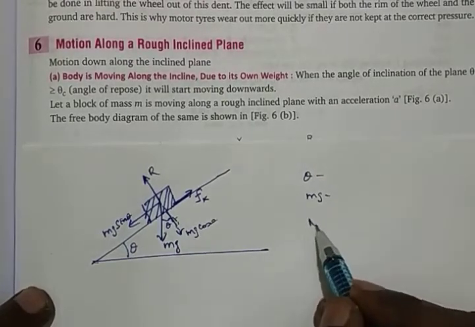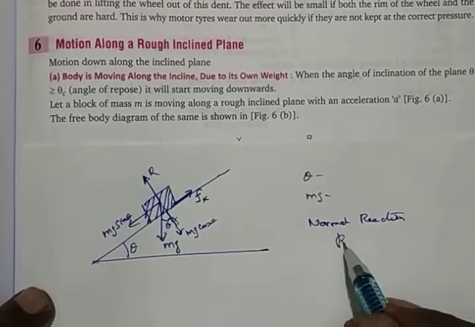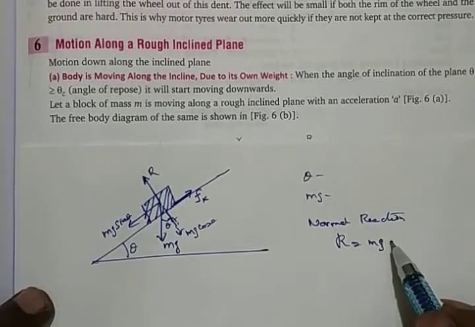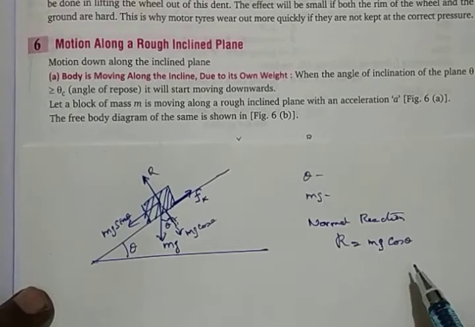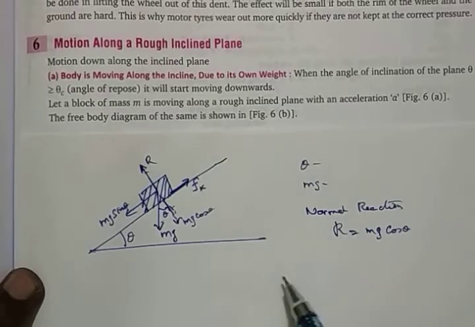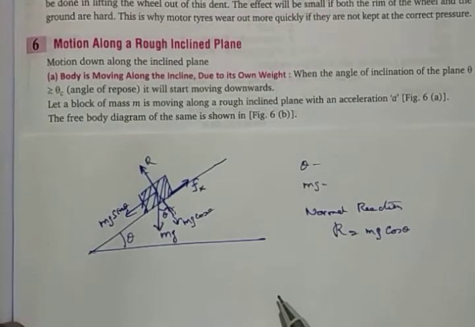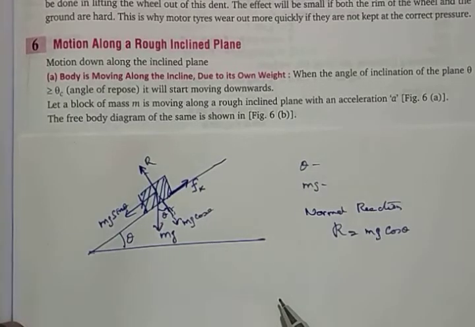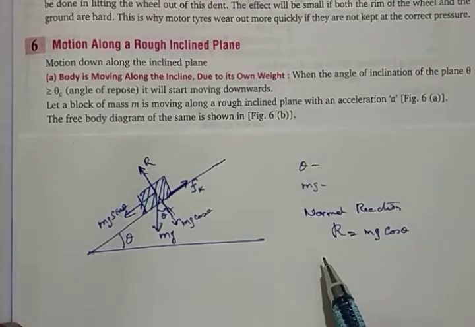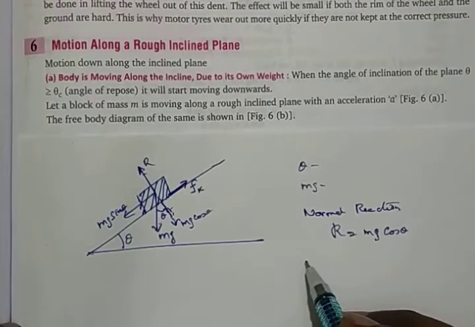The normal reaction. What is capital R equal to? Capital R is equal to, straight away, it is opposite to mg cos theta. So we find these two are opposite to each other, right? Now write the next line. As the body moves down under its own weight, the frictional force acts opposite to the motion.